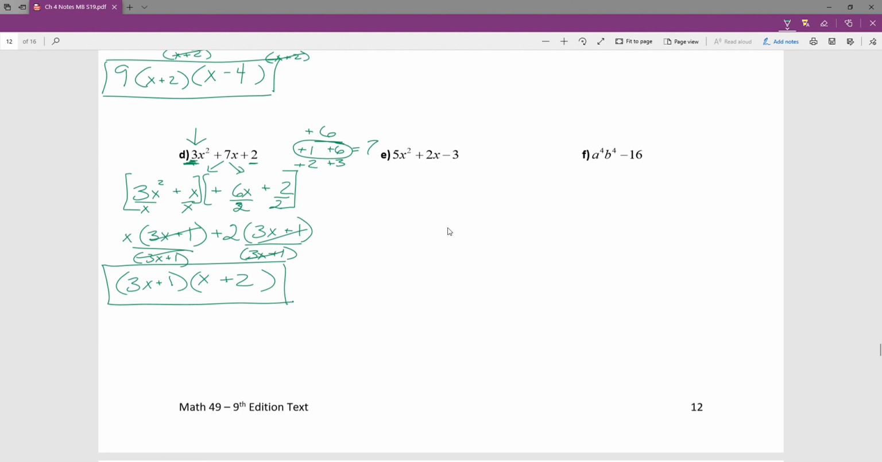If I take a look at E, again, I would take a look at it for greatest common factor first, and I don't see anything that's common to all those terms. Then I see how many terms I have, and I have 3 terms. So again, that's the AC test. This is not a simple trinomial because I have a 5 out the front.